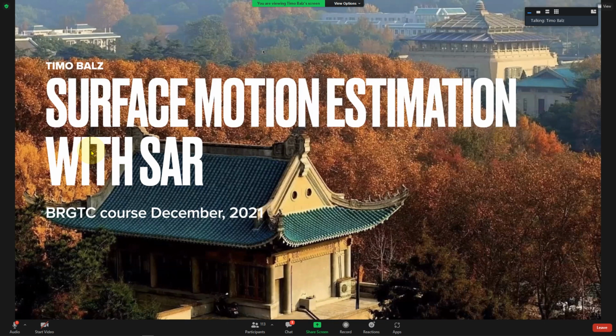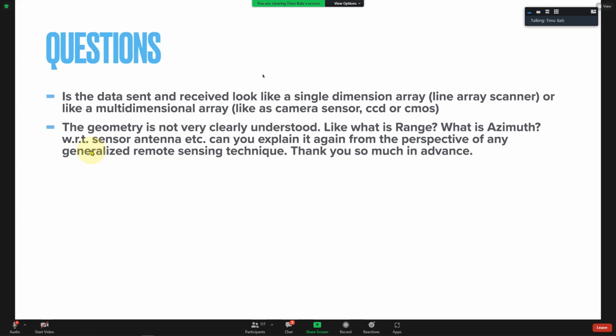So, as always, we start with the questions from last time that have not been answered yet. Let me go to the first one. Is the data sent and received, does it look like a single dimension array or like a multi-dimensional array? So is it like a camera sensor, CCD or CMOS? And also, I put these two together. The geometry was not yet so well understood. So what is range and what is azimuth? I'm going to explain that again, but let me first say something about the first question.